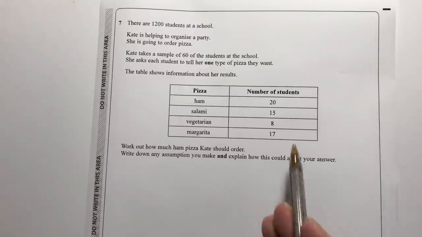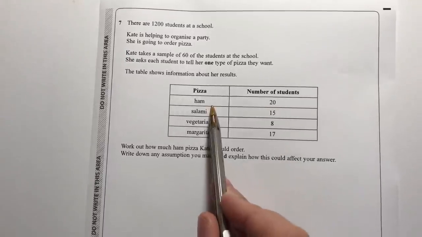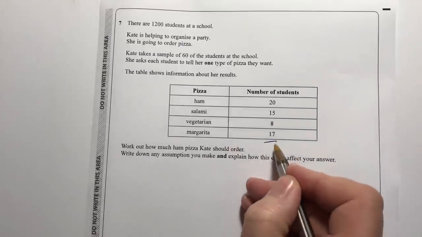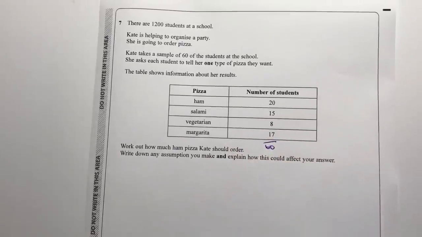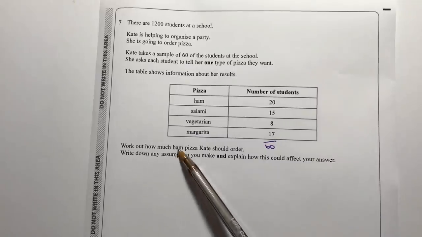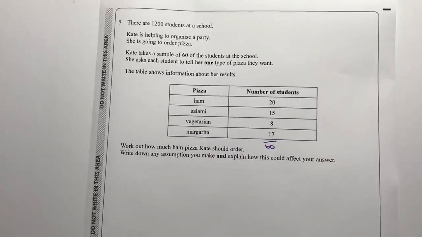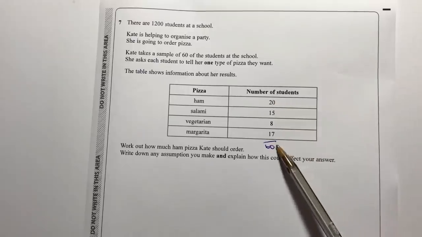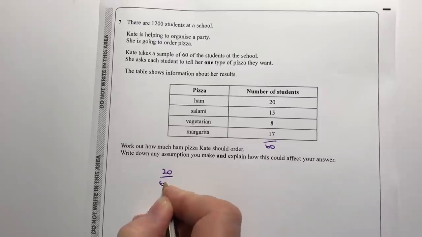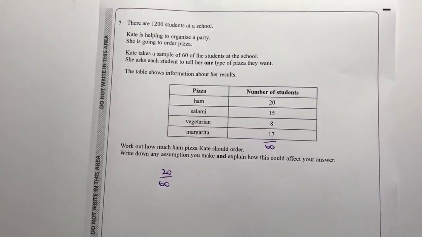And when she talked to 60 of them, 20 of them said they wanted ham, 15 said salami, 8 said vegetarian, 17 said margarita. I'm just going to check if I add those up, that's actually 60 students. Then they want us to work out how much ham pizza Kate should order. Well, we're saying that 20 out of the 60 students wanted ham, okay?